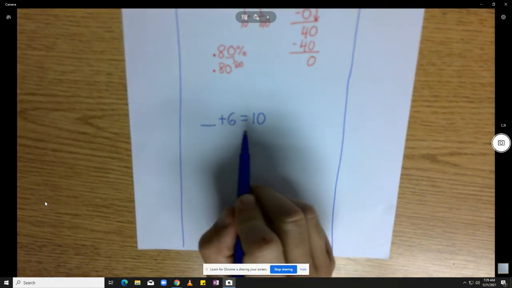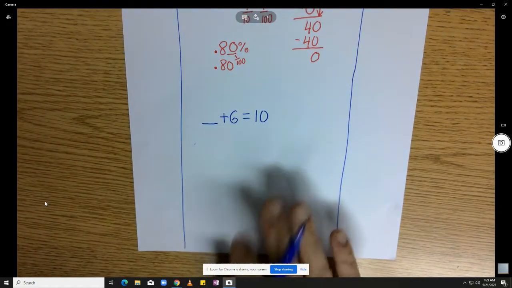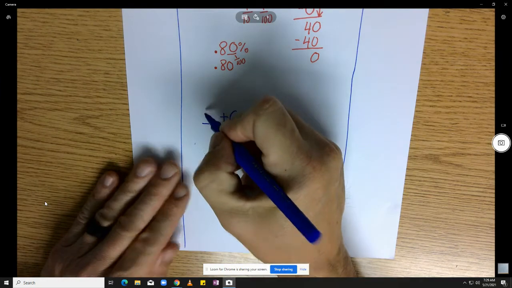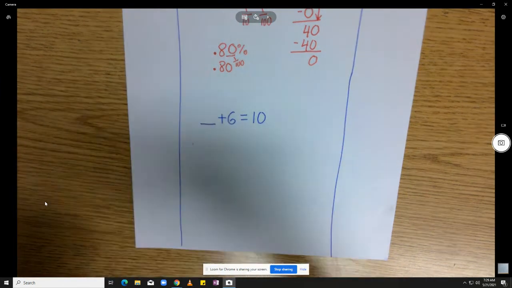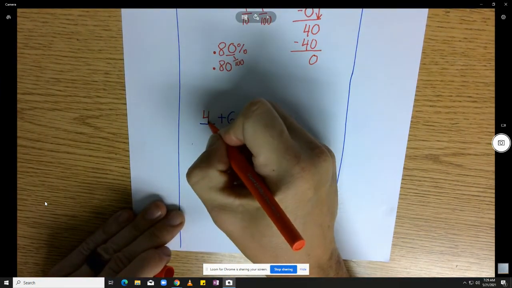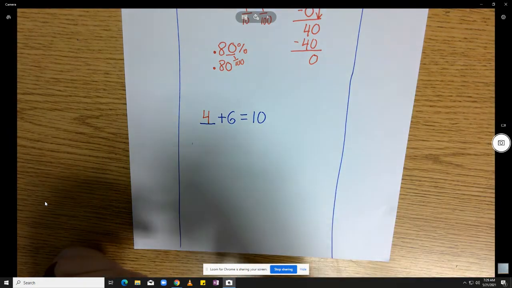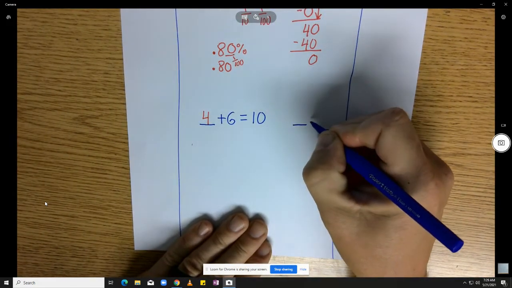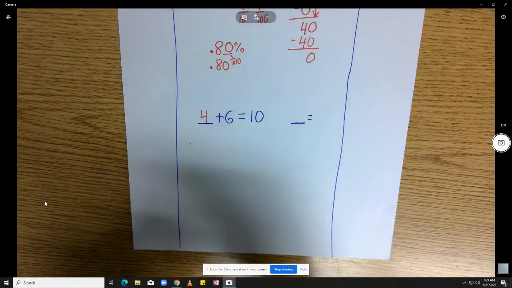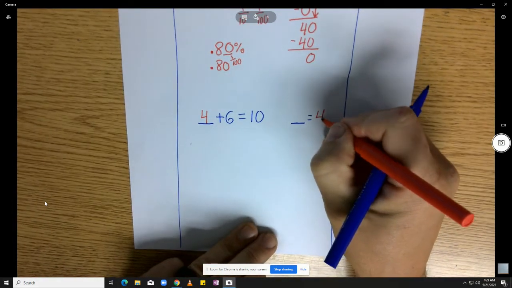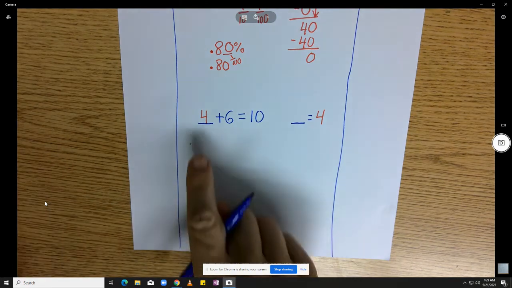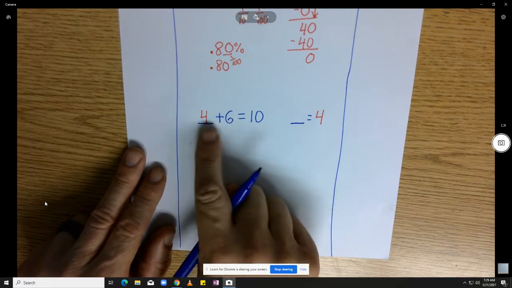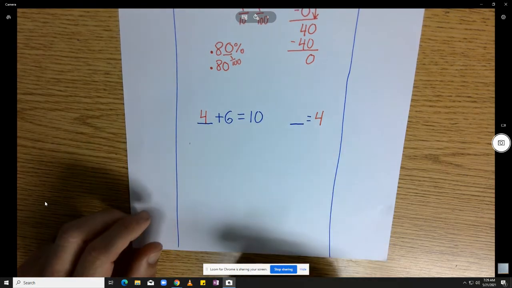What plus 6 equals 10? So I think your brain probably already told you, oh, that's easy, 4. Right, 4. Let me put it in a different color. 4. So really, blank, this line equaled 4. What plus 6 equals 10? 4. So the line is 4.